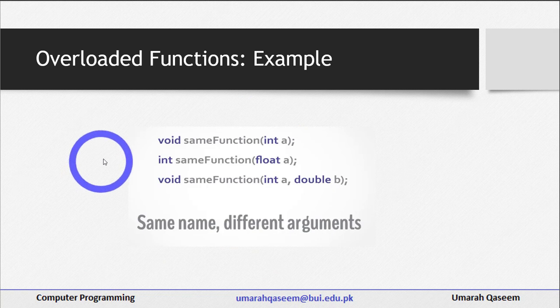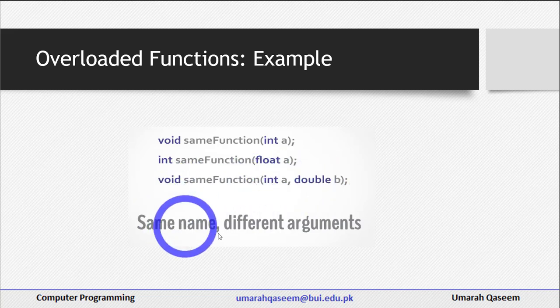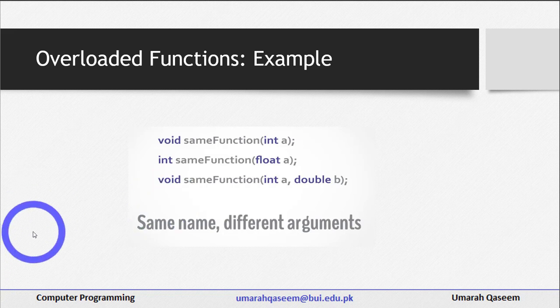Let's look at another example. I have a function with the name same function. The first one is taking one argument, the second is taking one argument too, but the data type is different, it's float. And the third function is taking two arguments, integer and double. So same name, different arguments and different types of arguments. That's what an overloaded function is.